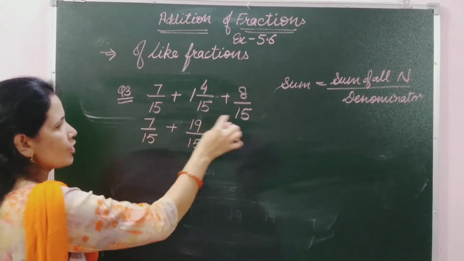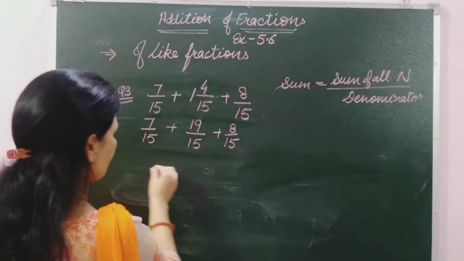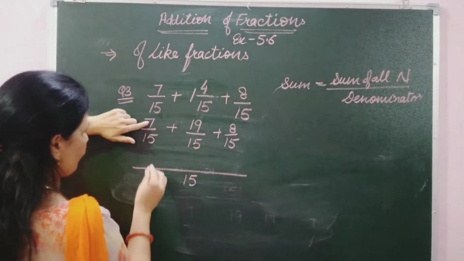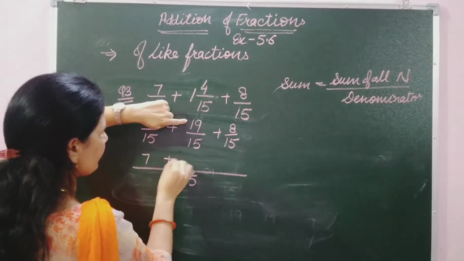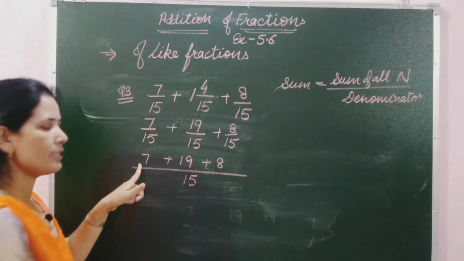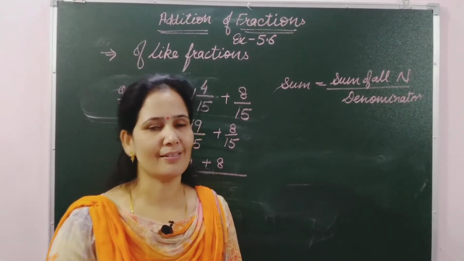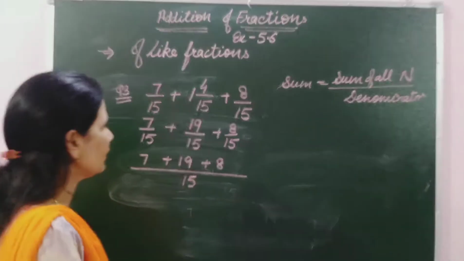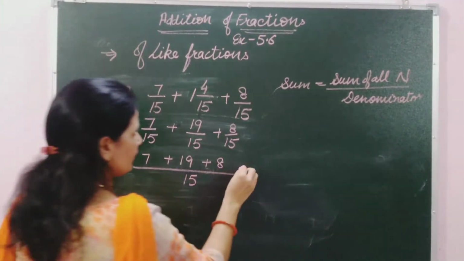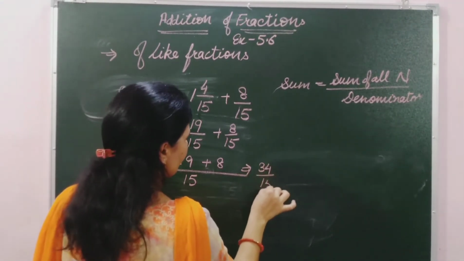Now all the fractions have denominator 15. So here our common denominator is 15, and we will write this denominator as the common one. So from here 7, from here 19, and from here 8. 19 plus 7 is 26, and 26 plus 8 is 34. Check it again: 19 plus 8 is 27, and 27 plus 7 is 34. Now we get the answer 34 by 15.